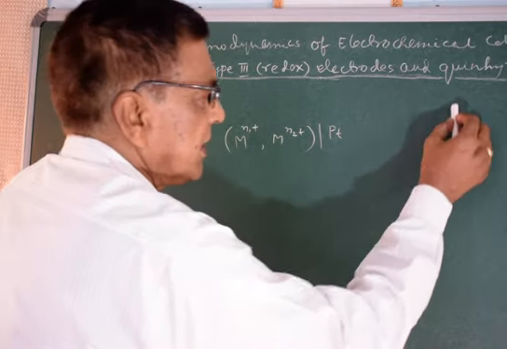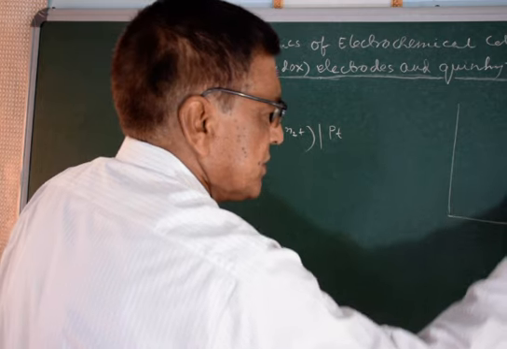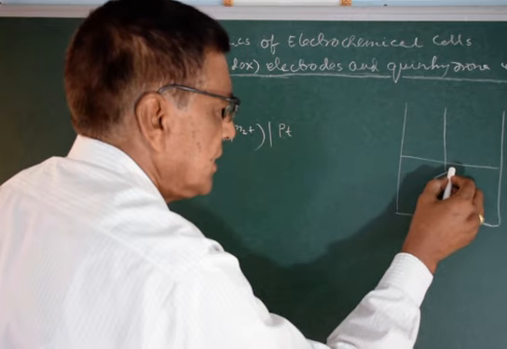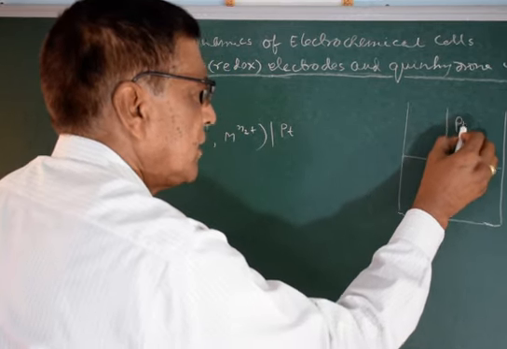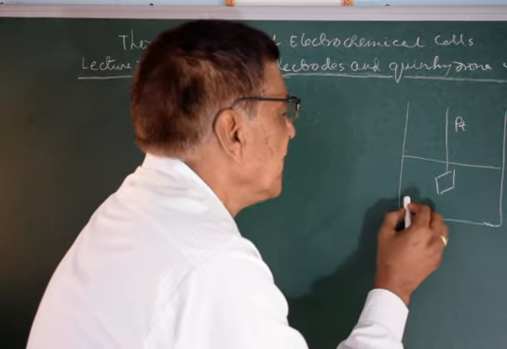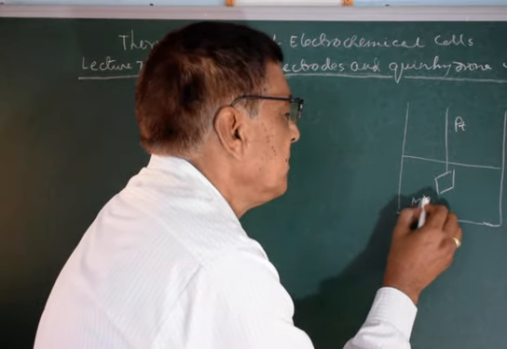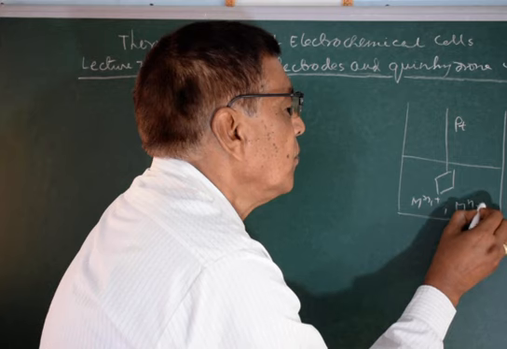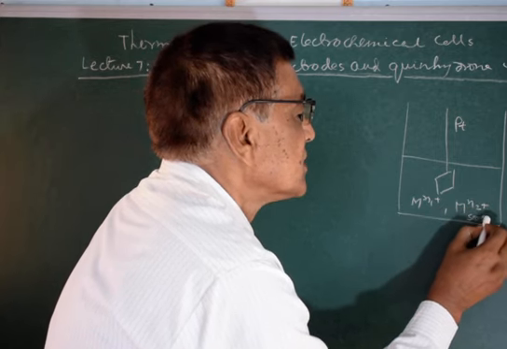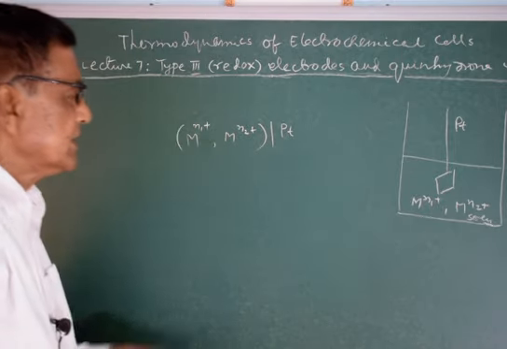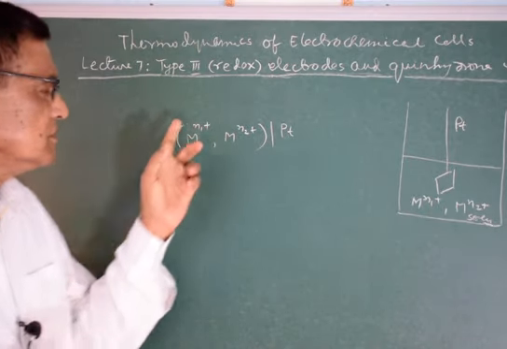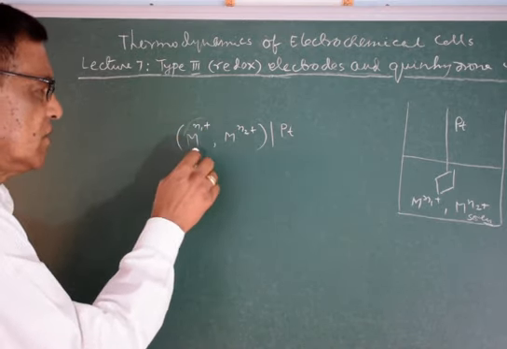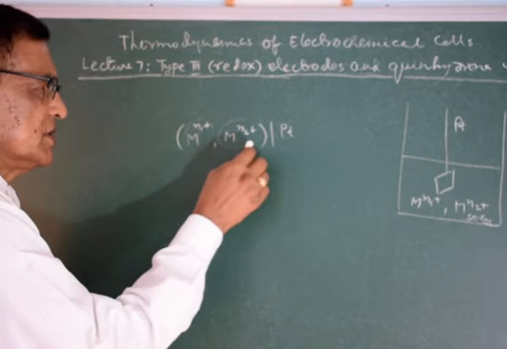And I can represent this cell, where the platinum electrode is inserted, and this one contains the solution Mn1+ and Mn2+. This M is the metal and n1, n2 are the valencies, and this one is of higher oxidation state and this one is the lower oxidation state.